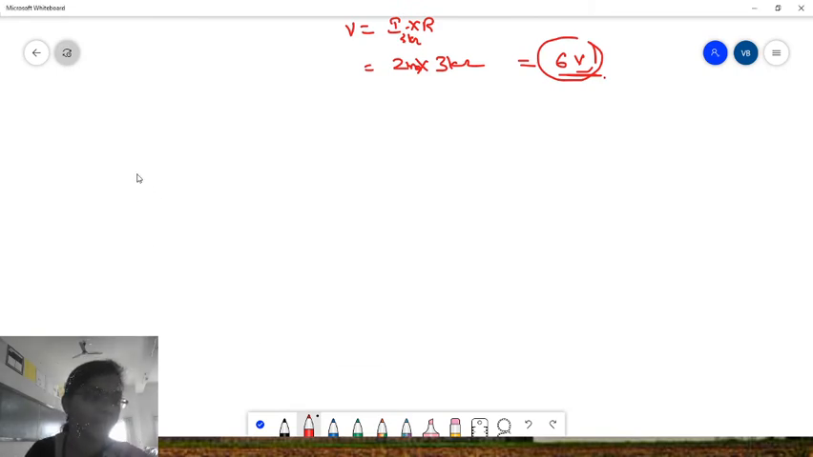So we'll go with another example. Here we need to calculate the voltage across A and B terminal. Here also we need to calculate the voltage across A and B terminal, but the network is different.